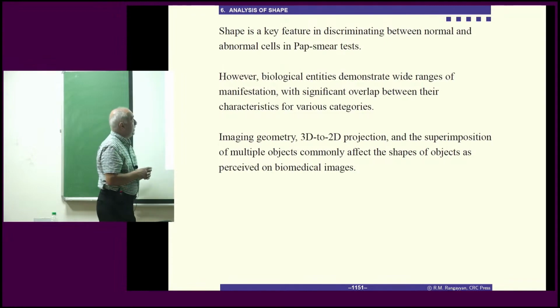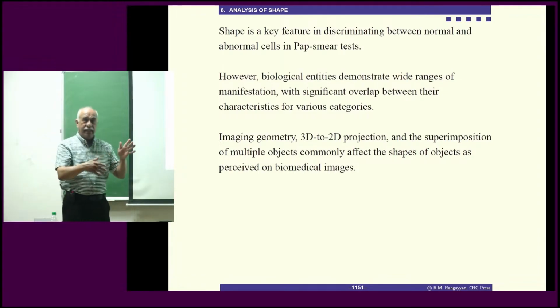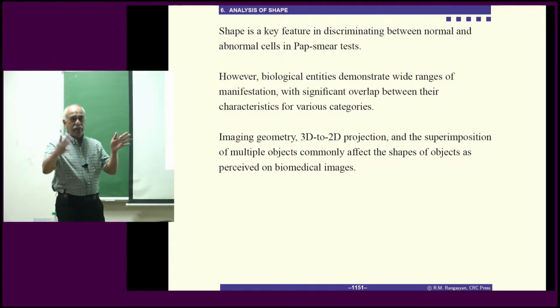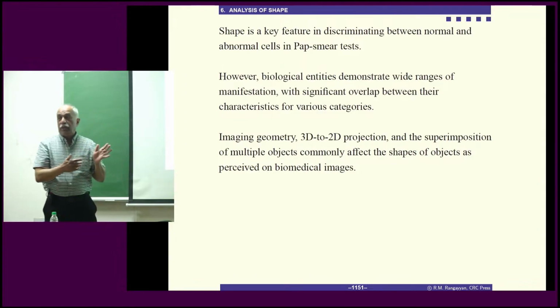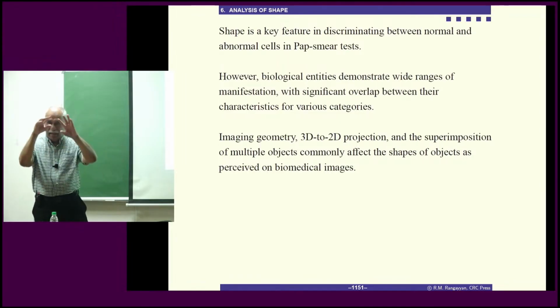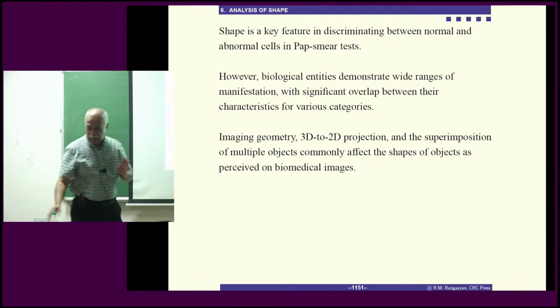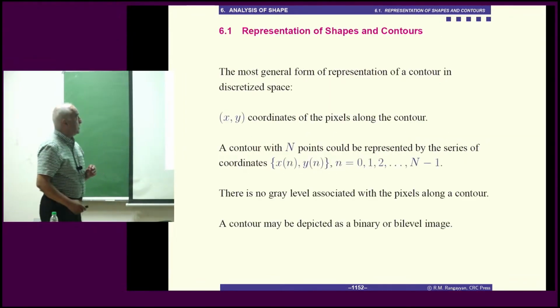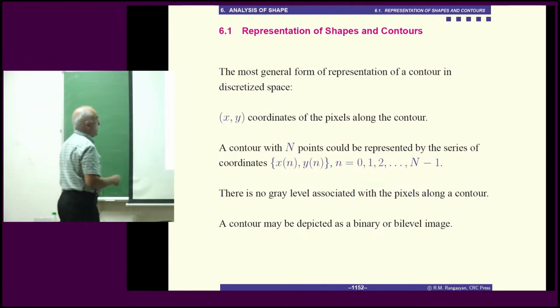Imaging geometry, 3D to 2D, and superimposition of multiple structures in the image, in the object rather, in the breast. When you compress the breast, there could be several fibroglandular tissues and ducts, and if there is a mass that is round, if these superimpose in the image, it might look like spiculated. So you must be able to separate the mass from the other confounding or overlapping structures. So these factors affect shape analysis. Still, shape analysis is useful, as you will see.